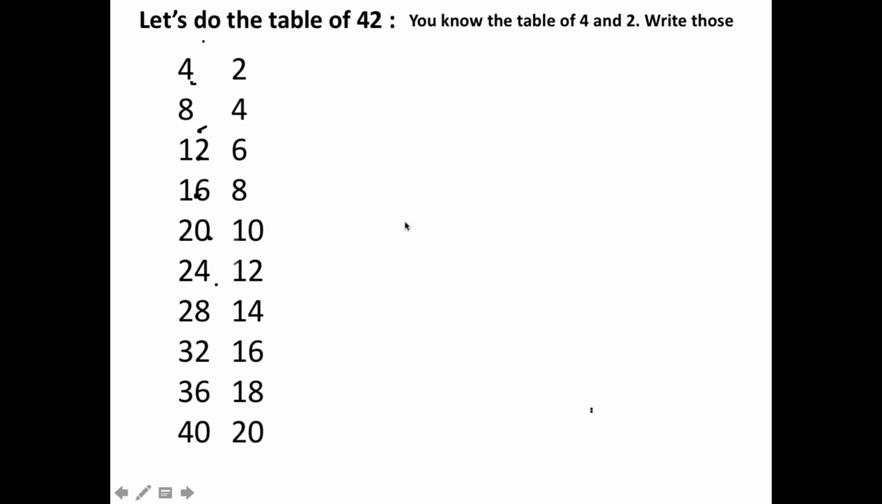Okay, so I want you to solve the table of 42 on your own. Once you've completed it, you can put it in the questions. 42 ones are 42, it's pretty clear. Okay, I'll go one by one. 42 twos are, it's gonna be 84. 42 threes are, guys, please answer.